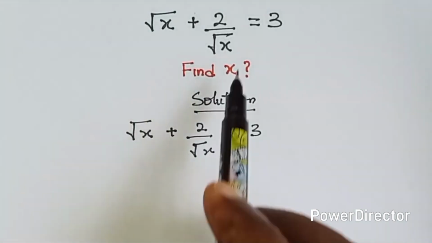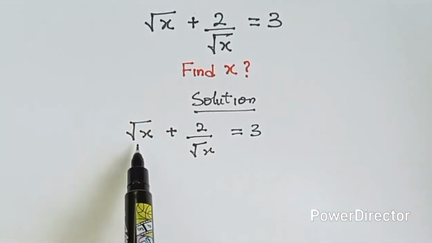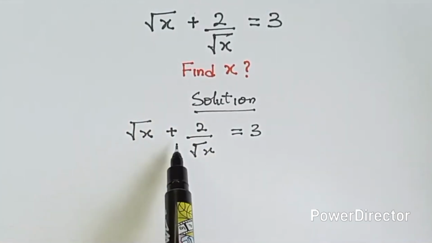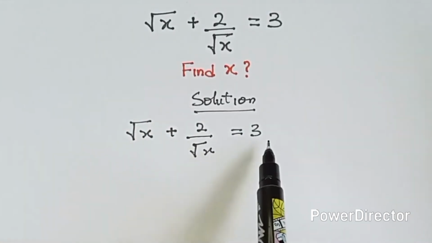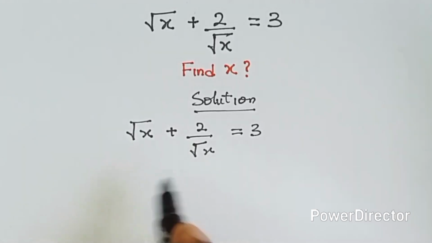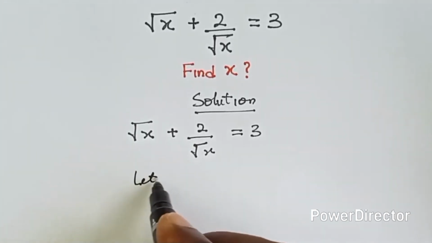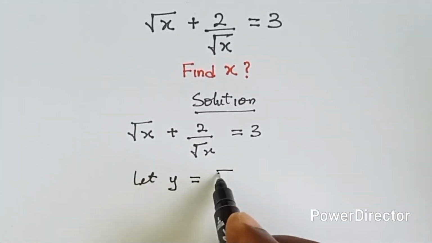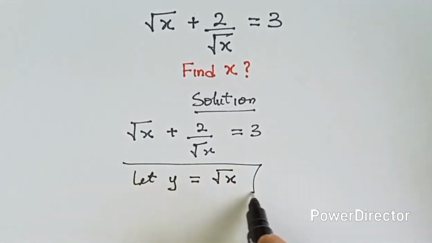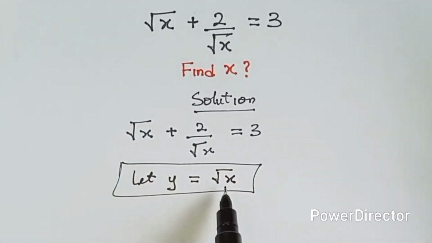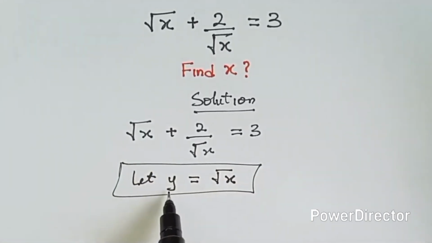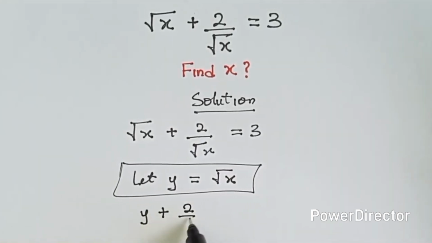In this video, we want to solve this radical equation. We have square root of x plus 2 over square root of x equals 3. The first thing we do is let y equal square root of x. It means anywhere we see square root of x, we put y. So for this we have y plus 2 over y equals 3.